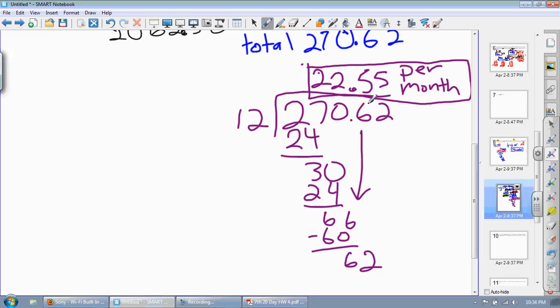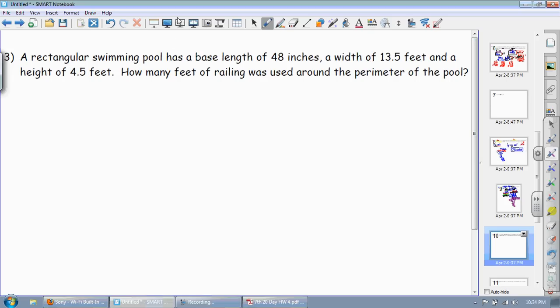Alright, number 3. We've got a swimming pool, base of 48 inches, width 13.5 feet, and a height of 4.5 feet. How many feet of railing was used around the perimeter of the pool? This is interesting because it has not just one, but two different ways it's trying to confuse you. We have this rectangular swimming pool, which would be a rectangular prism, but we don't care about that. We only want to know the perimeter, which means this height means absolutely nothing. We don't care about it at all. Sad face. All we need to know is length and width.